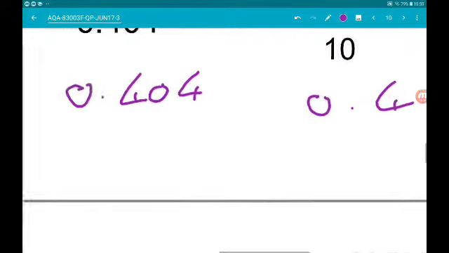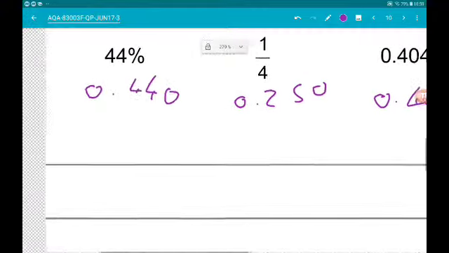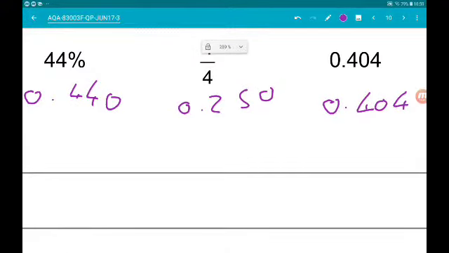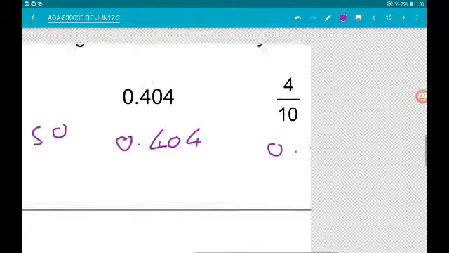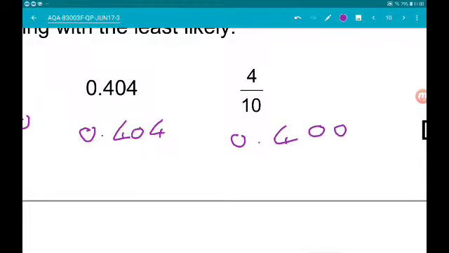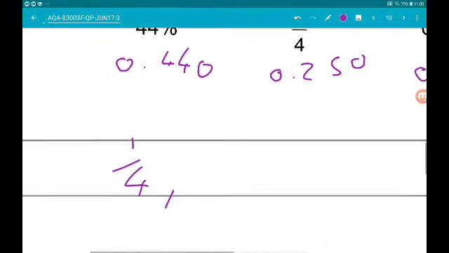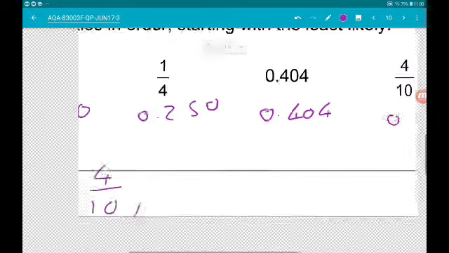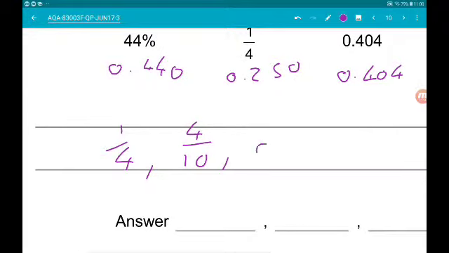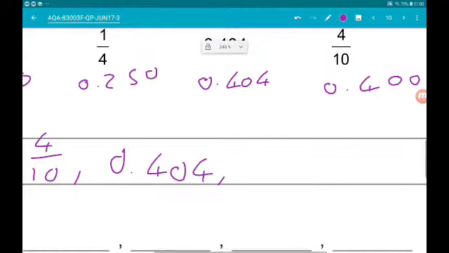Okay, so hopefully now we can see 0.250 is the smallest, so it's 1/4. Next, it's 0.400, so that's 4/10. Next, it's 0.404, and then 44%. Cool.